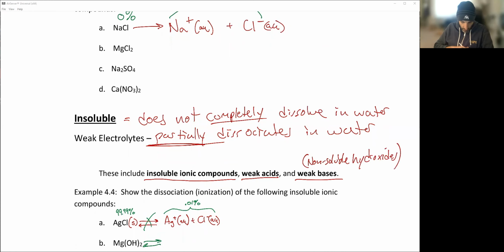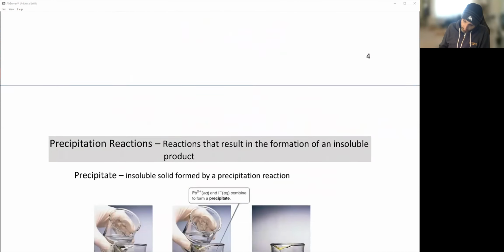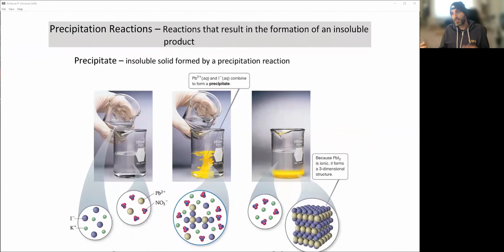And again, we're going to take a look at what all of this means. All right, here we go. So, precipitation reaction. This is the first one where we run into insoluble compounds. And actually I will do this demonstration, assuming I have a place to dispose of the lead.